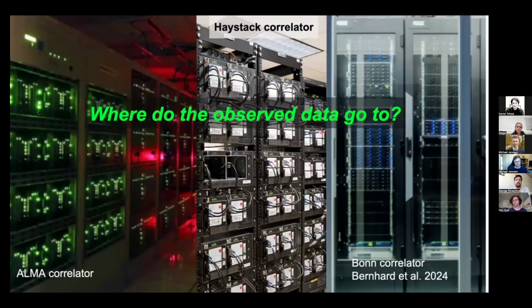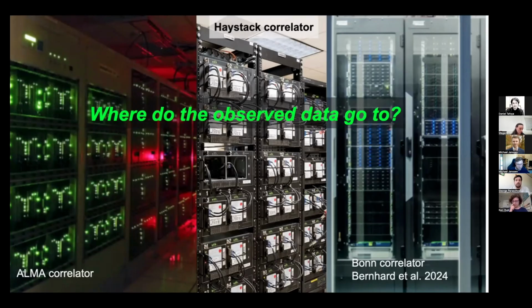So where do the observed data go? First of all, they all go to the ALMA correlator, which will output the sum antenna, which will then be correlated with the VLBI in the VLBI correlator, and it outputs the interferometric data.